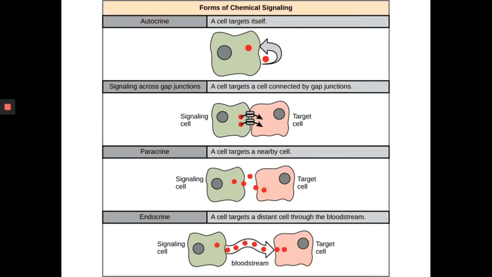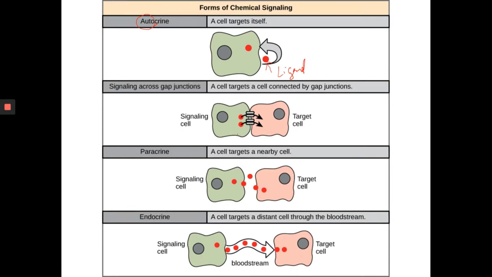Now this picture shows you the different forms of chemical signaling. So the first one is autocrine. So auto means self. So that means the cell is gonna produce signals that target itself. Okay, so these red dots are signaling molecules. Again, we call them ligands. Okay. So that's autocrine.